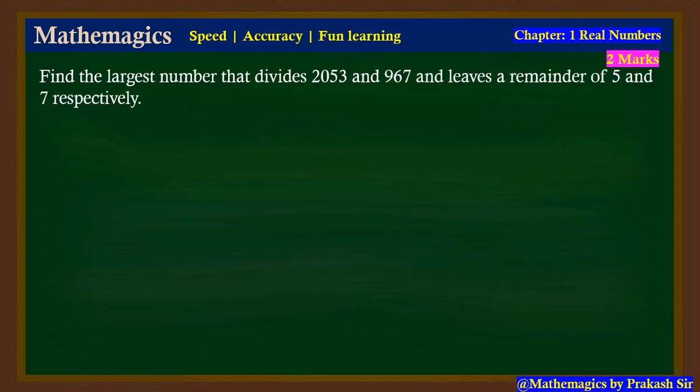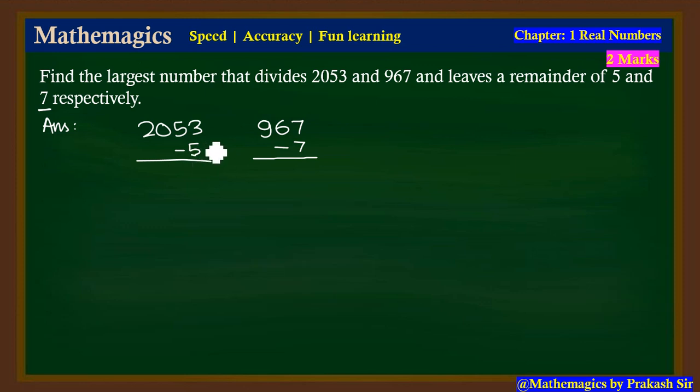Now the next question is, find the largest number that divides 2053 and 967 and leaves a remainder 5 and 7 respectively. So what are the two numbers? The first number is 2053. What is the second number? 967. Here, the question is saying that it leaves a remainder 5. So as the remainder is 5, obviously I need to subtract 5 in the first case. In the second case it has the remainder 7, so I am subtracting 7 as per the question paper.